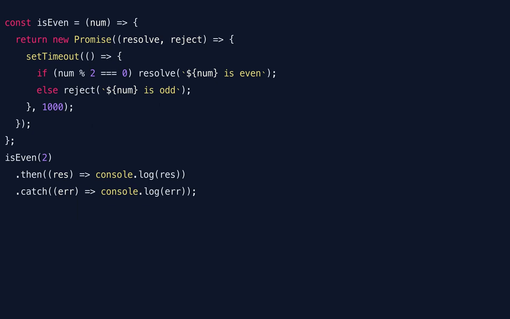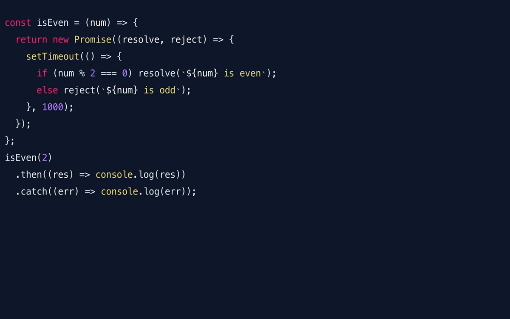Promise object has two important methods, then and catch. We can use these methods to handle the states of promise. The then method will be called when the promise object is in the fulfilled state. It takes a callback function as an argument. The callback function takes the result of the asynchronous operation as an argument.